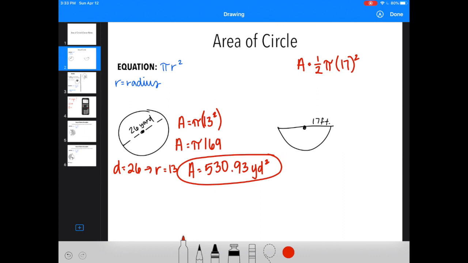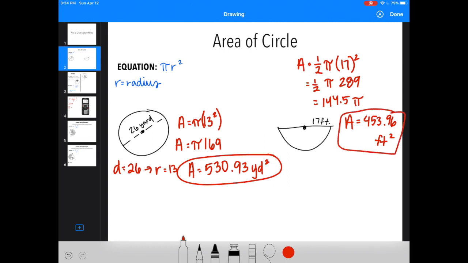17 squared gives me 289 times pi times 1/2. I'm going to divide 289 by 2 to kind of get rid of that fraction. So I get 144.5. And I'm going to multiply that by pi, so I'll hit second, and then the caret sign, and that will give me an area of 453.96 feet squared. There we have it. Area's not too shabby. A lot of plugging and chugging.